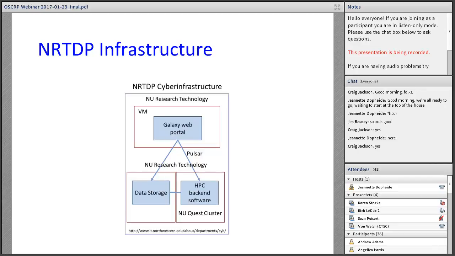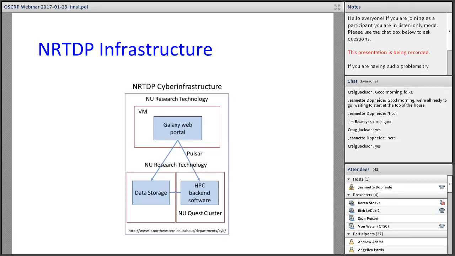That portal can control jobs on the NU research technology cluster. So we have a dedicated node, and we have some spillover SUs, that sort of material. And I think with that, I am going to pass off to Sean, who will go actually into the risk profile document.